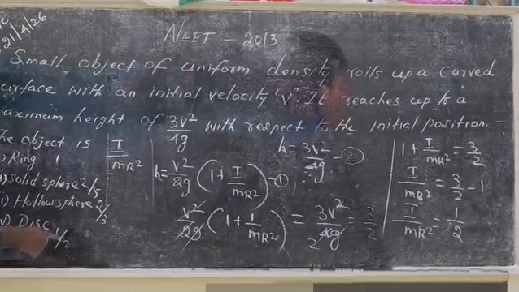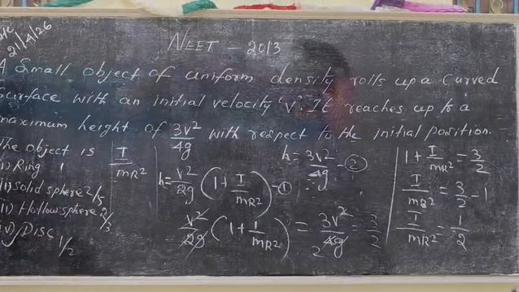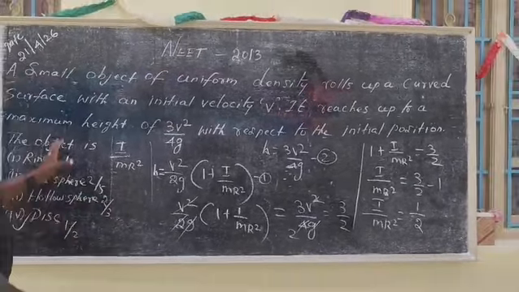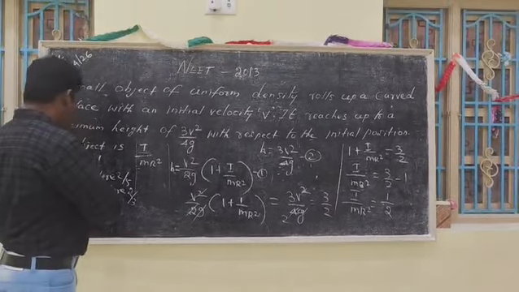Let's see where 1 by 2 is here. Yes, here it is. So the answer is disc. The disc has 1 by 2. Finally we got 1 by 2, so the given object is a disc.